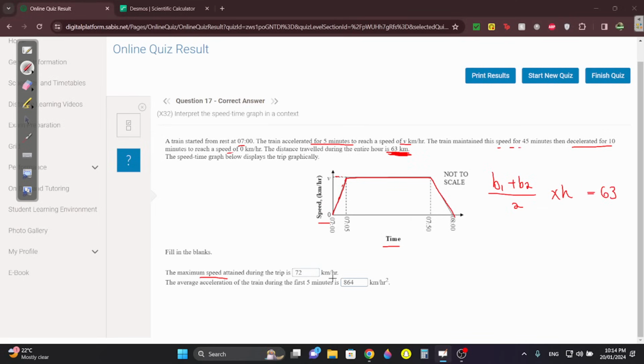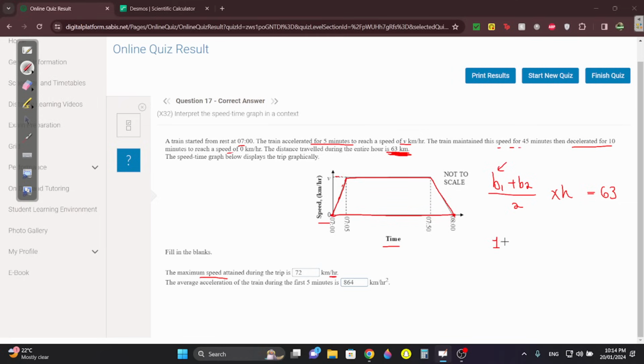But here's the thing. They want the answer in hours, but the bases they gave us are in minutes, so make sure you put your numbers as hours. So base 1, what's base 1? Base 1 is this one here. That's 60 minutes, from 7 to 8, which is 1 hour.